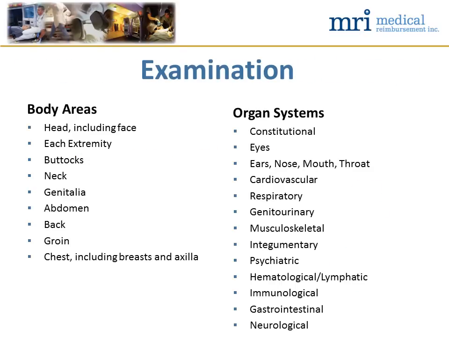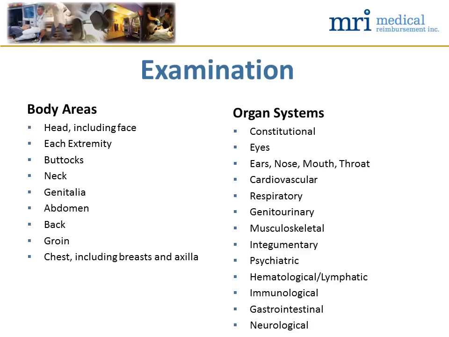There are 4 levels of E&M services based on examination. Problem focused is a limited exam of the affected body area or organ system, which is typically one body area or system, including the affected area, for a level 1 exam. Expanded problem focused is a limited exam of the affected body area or organ system and any other symptomatic or related areas or organ systems.